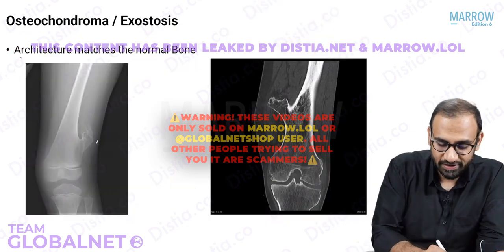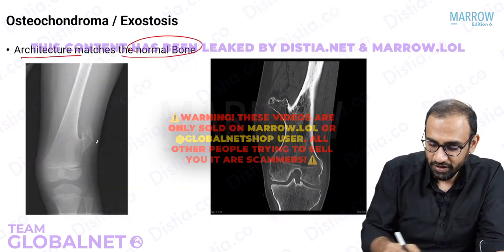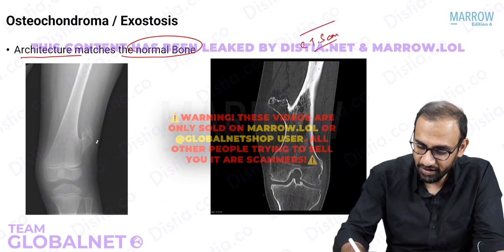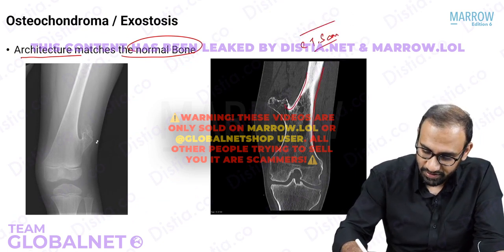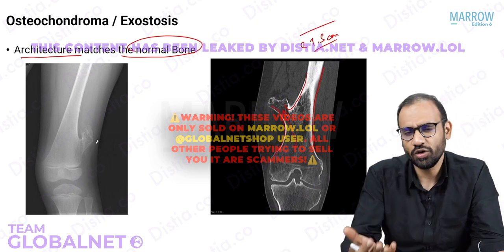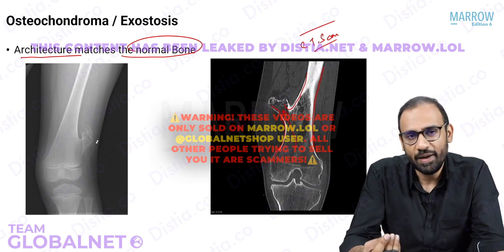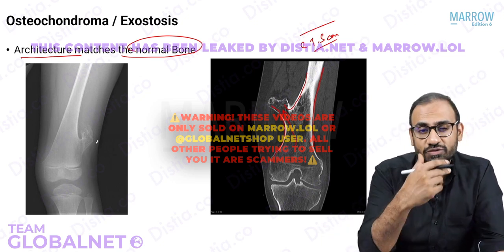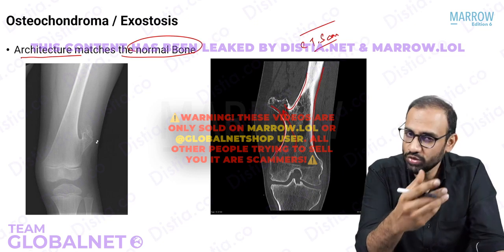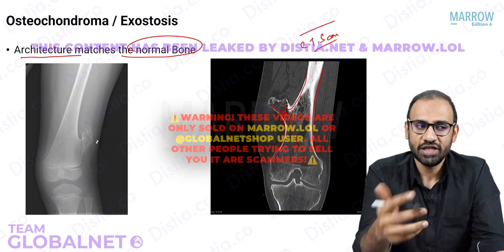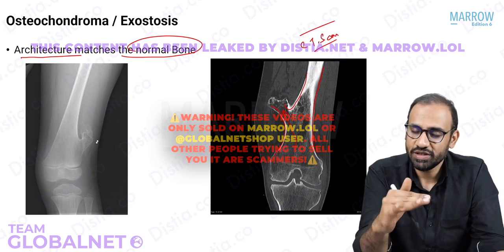Now, like I said, the architecture matches the normal bone. So this is a CT scan image. And what are you seeing on the CT scan? The cortex matches the cortex and the medulla matches the medulla. It's an absolutely normal bone just growing in an aberrant direction because of a developmental malformation. Now, can you imagine what would be the clinical features? A growth around the joint, usually asymptomatic, grows with skeletal maturity and fuses once the skeletal maturity is achieved.